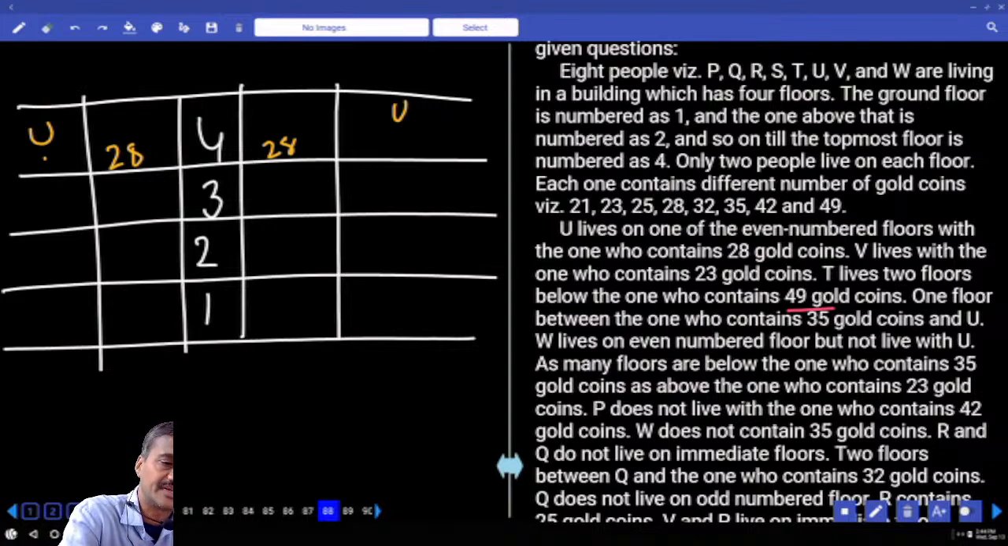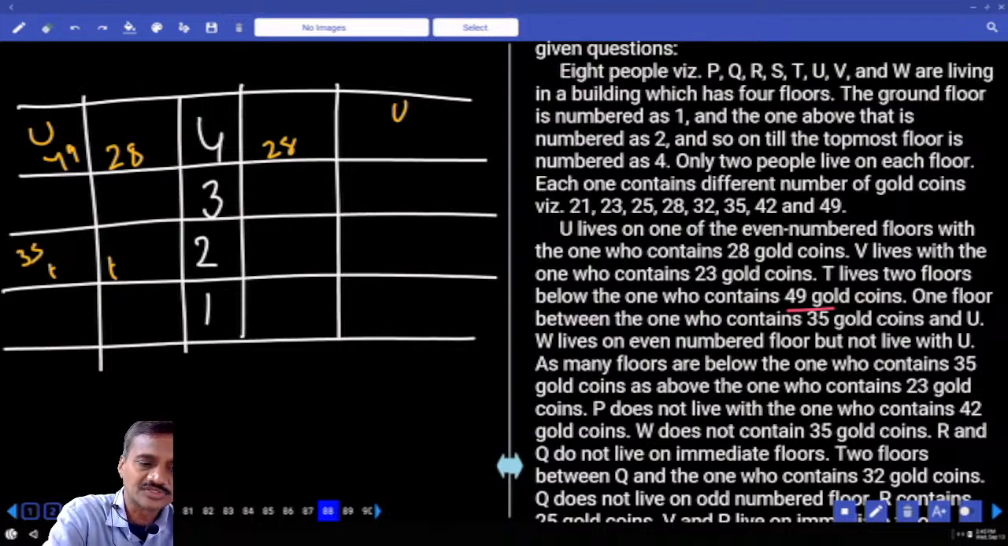Now if you take 49 is here. Now it is a possibility. Then T lives 2 floors below. 2 floors below T can be at any one of these 2 places. The next one, 1 floor between 35 and U. Now between 35 and U there must be exactly 1. Now 35 must be here.